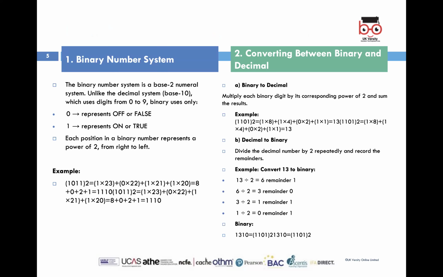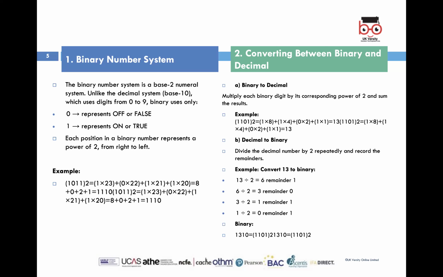So the binary number system is a base 2 numeral system. Unlike the decimal system, which is base 10, which uses digits from 0 to 9, binary uses only 0, which represents off or false, and 1, which represents on or true. Each position in a binary number represents a power of 2 from right to left.